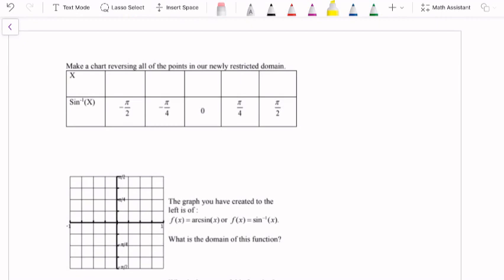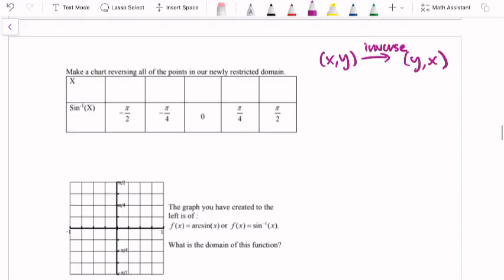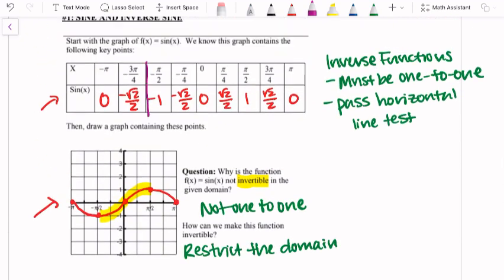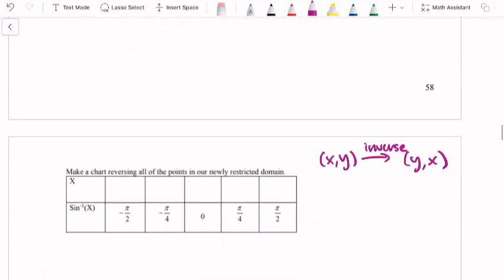So remember that when you take an inverse of a function, if you have a function that starts with a point (x, y), when you find its inverse, the point (y, x) is going to be on your function. So really, we can look at our table values from negative pi over 2 to pi over 2, and we're just going to flip-flop which ones are our x's and which ones are our y's, or what are our inputs and what are our outputs.